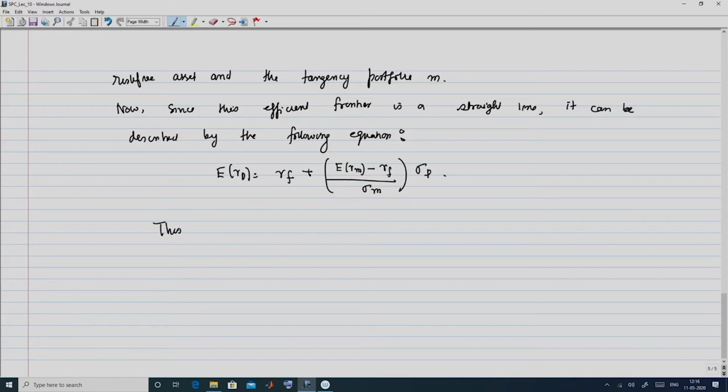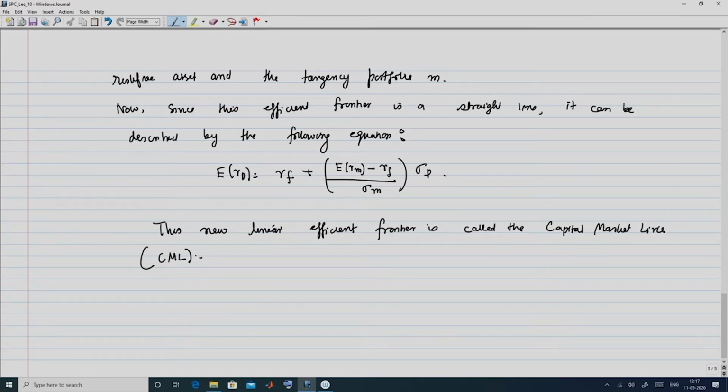So, this new linear efficient frontier is what is called the capital market line, or CML. Okay, so now we want to make a couple of observations for this.